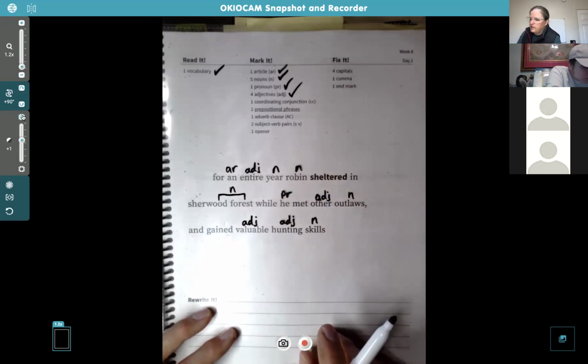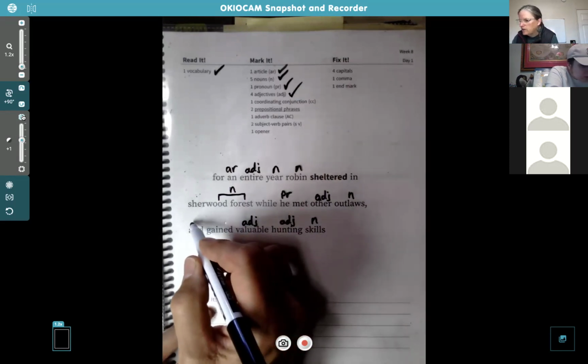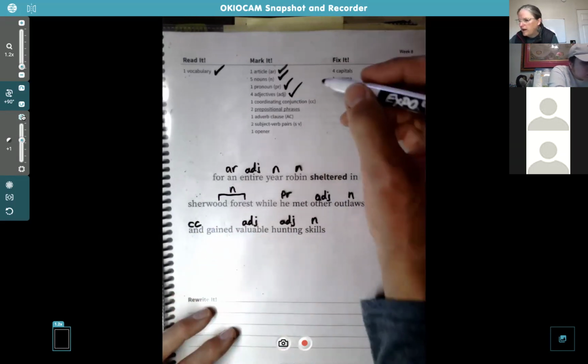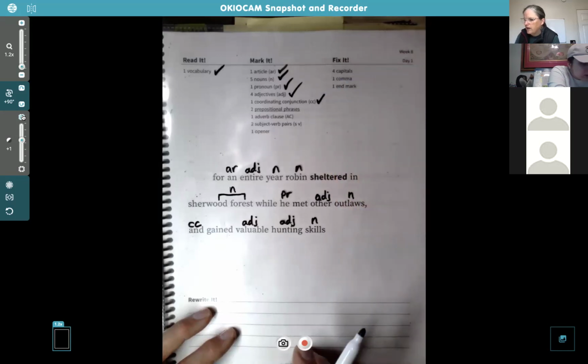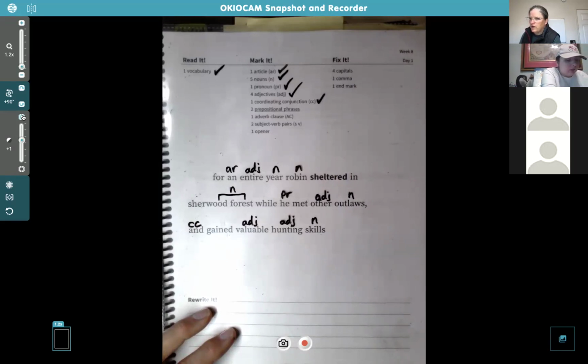How about the coordinating conjunction, William? And. And good. Since that was so short, I'm going to have you do the adverb clause too, okay? Do you see the adverb clause, the WWW clause?